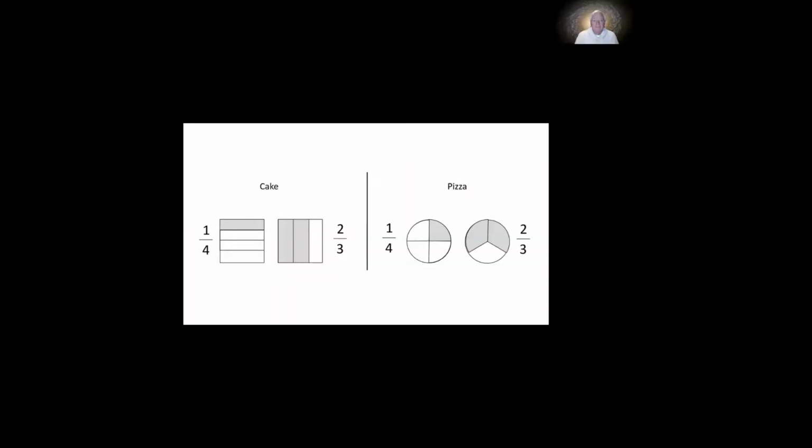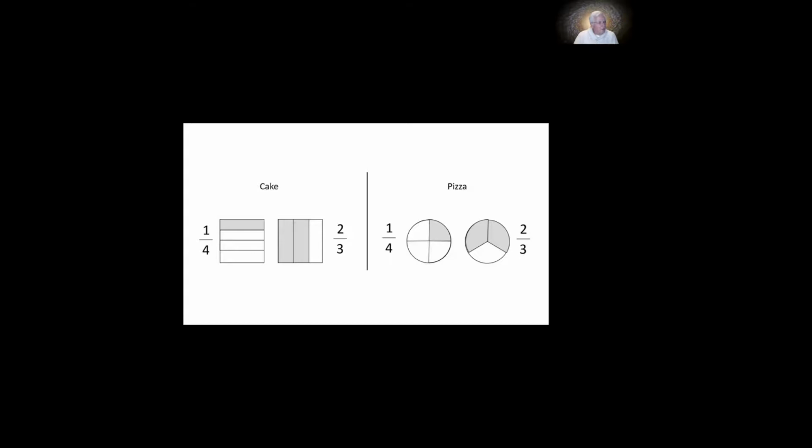So the first step in this will be to represent the 2 fractions to be compared. And again, we've built a pretty good case, I think, that both of these can be modeled equally well with either cake or pizza. And so what I'm going to do then is take a look now at what 1/4 and what 2/3 would look like if we model it in both cake and pizza terms.